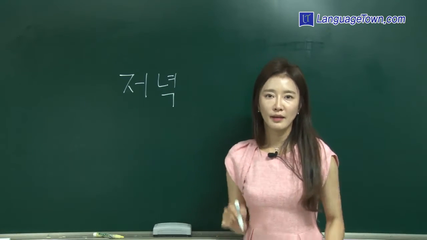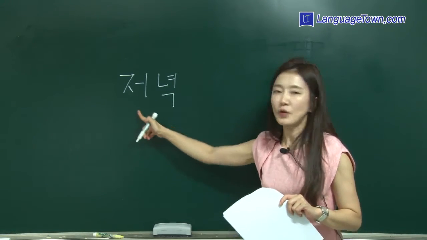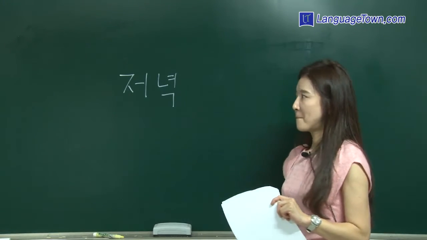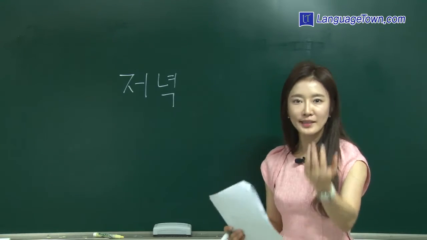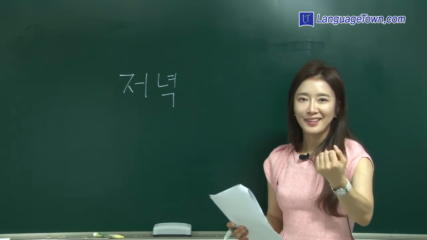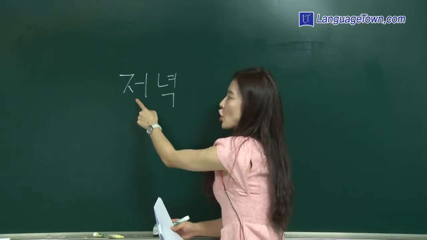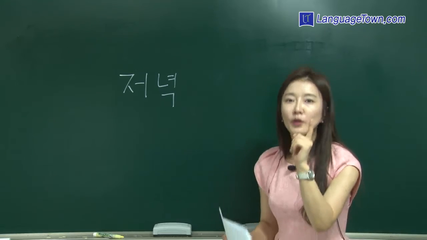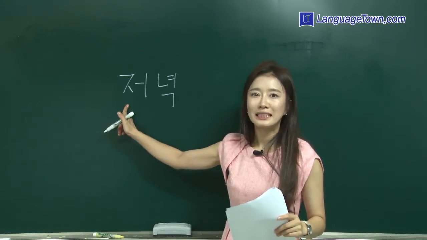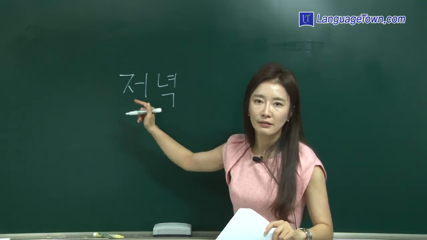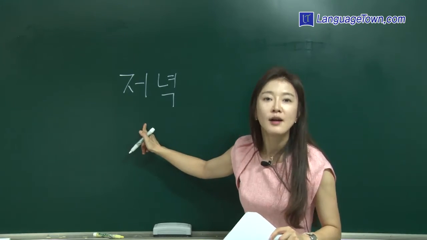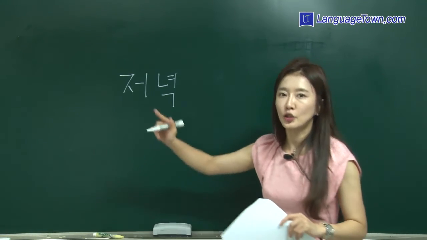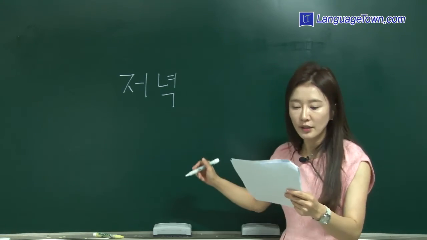Number 2. This one, yay. Important word. Try to read this. 10 seconds. Okay, what is it? Tell me. Good. This is 저녁. It's more like a J sound. So 저녁. 저녁 is dinner or evening.